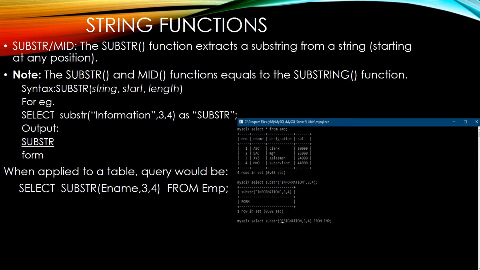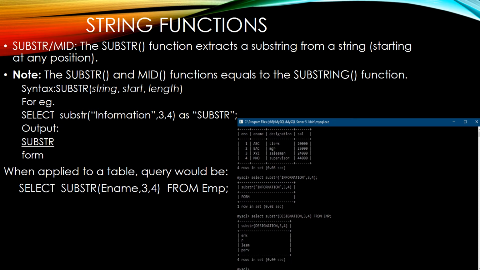Always remember students that whenever you are using the table, when you are referring to the field name, don't enclose it in quotes. Then press the enter key. You can check that it is extracting 4 characters from every designation, because 4 records exist in the table, so it is producing 4 outputs.